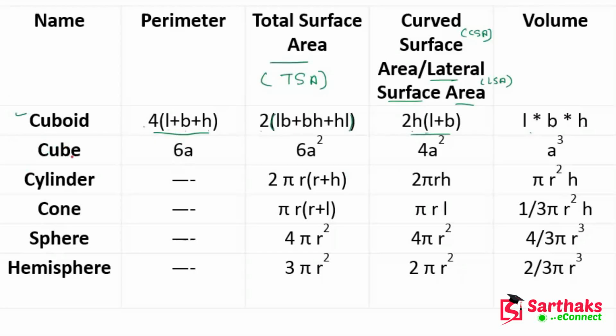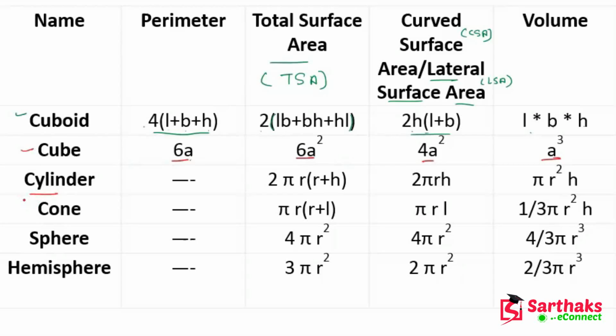Now let's talk about the cube. The perimeter of a cube is 6A, where A is the edge of the cube. The total surface area TSA is 6A square and the CSA is 4A square. And the volume is A cube.